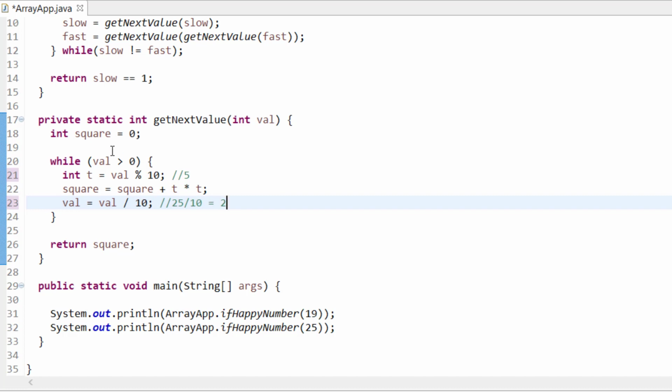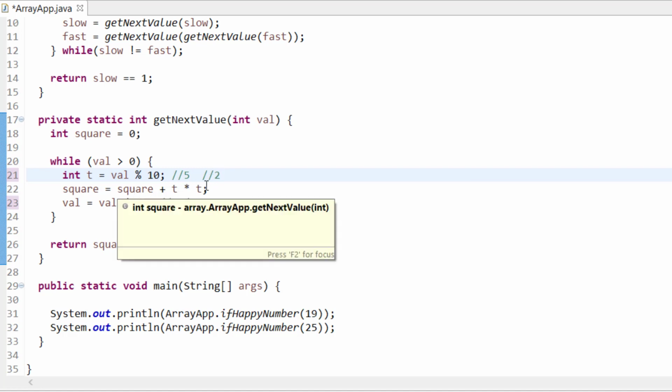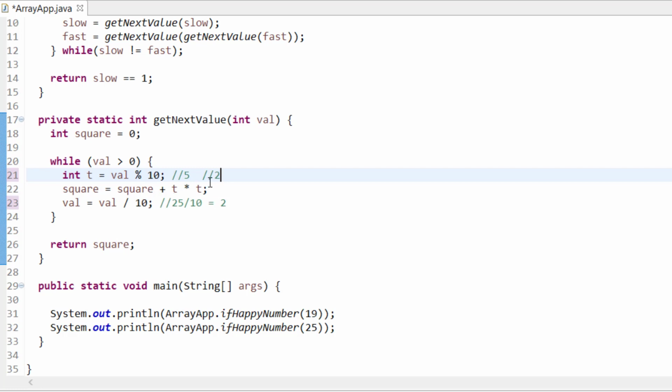So it will again go, and now 2 is greater than 0. So again it will get the remainder by 10. 2 modulo 10 is 2, right? So now t will be 2. Earlier my square was 25, now it will add 2 multiplied by 2, which gives me 4. So it means 25 plus 4, which is 29, right? So this is how we'll get the sum of the squares of each digit in a particular value, and after that we'll return the square.